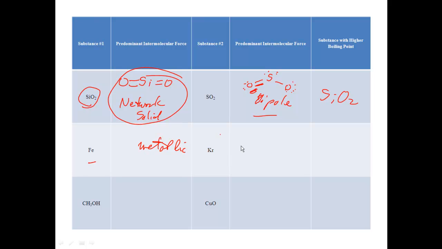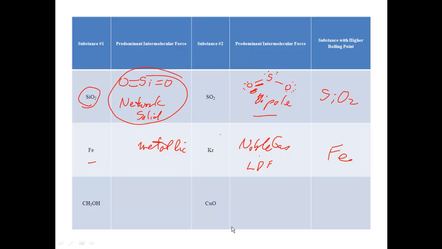All right, iron is clearly metallic. And krypton is clearly a noble gas. If krypton's a noble gas, it bonds with nothing. All right? So when it's with other krypton gas atoms, the only thing that's going to hold these two things together are London dispersion forces. So I have metallic versus London dispersion. Clearly, it's going to be the metallic one.